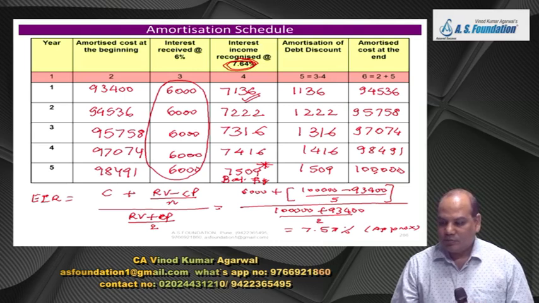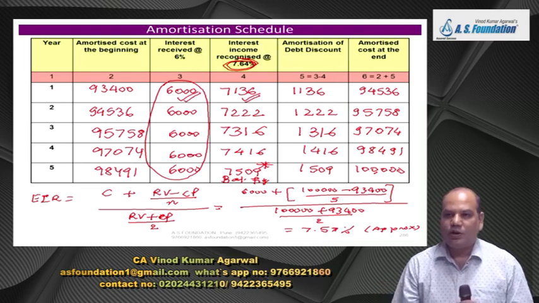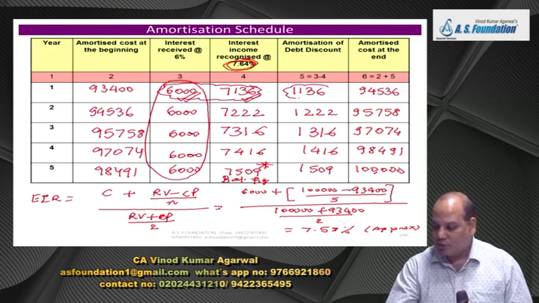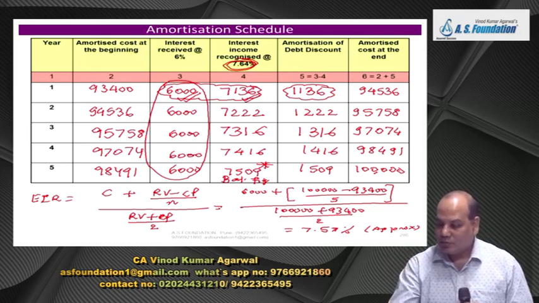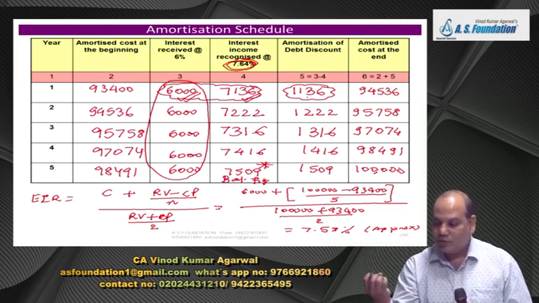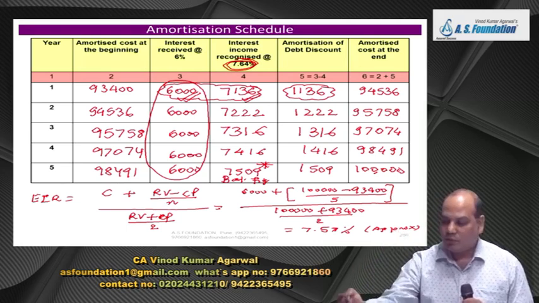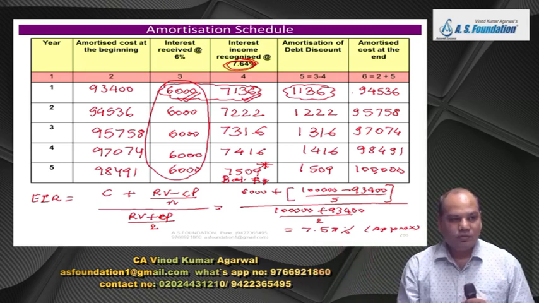Same date. Bank account debit to investment in bond account 6,000. So you can understand from these two entries your net addition in the bond account is 1136. Yes or no? First you debited 1136. Now you have credited 6,000. So your bond value will go up by 1136.